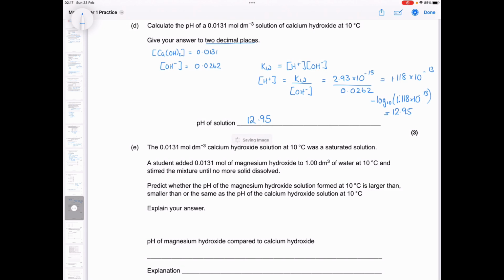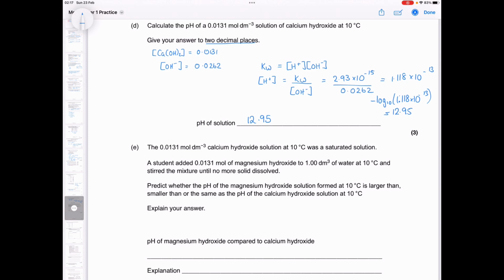Part E. The calcium hydroxide solution was saturated. A student added 0.0131 moles of magnesium hydroxide to 1 decimeter cubed of water at 10 degrees and stirred the mixture until no more solid dissolved. Predict whether the pH of the magnesium hydroxide solution formed at 10 degrees is larger than, smaller than, or the same as the pH of calcium hydroxide, and explain your answer.